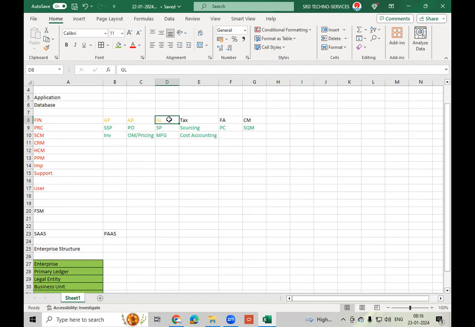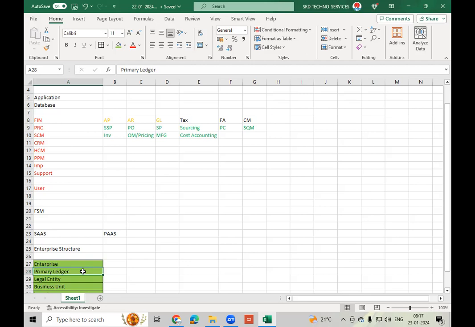After sending the data here, against that transactional data, the system will generate journals. Those journals will be posted in the primary ledger. In our discussion, we talked about only the cost accounting entry. Likewise, there are many other applications, right?